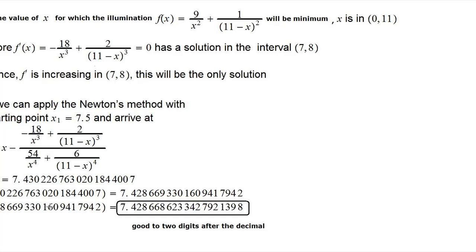I think the question wanted an answer up to 2 digits after the decimal point. So here we see the sequence is stabilizing. So 7.43 meters, approximately, would be your answer.